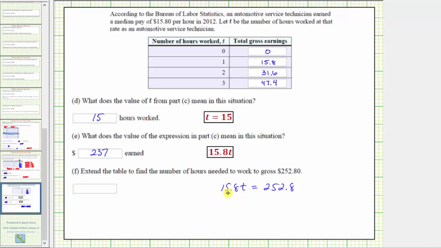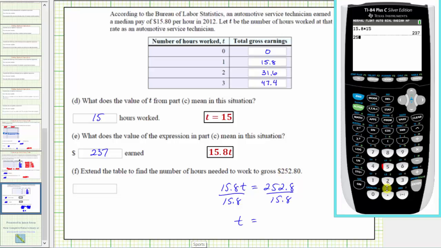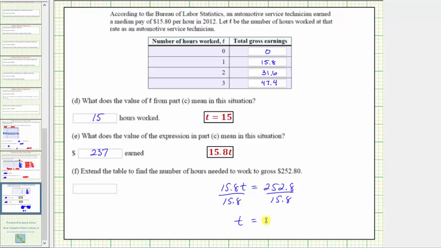To solve this equation for T, we divide both sides by 15.8. On the left side, this simplifies to 1T or T equals this quotient, which we'll find on the calculator. 252.8 divided by 15.8 is equal to 16. So now we know the technician must work 16 hours in order to gross $252.80.